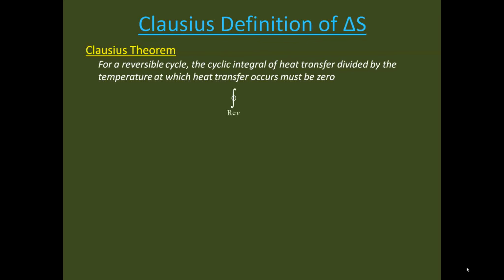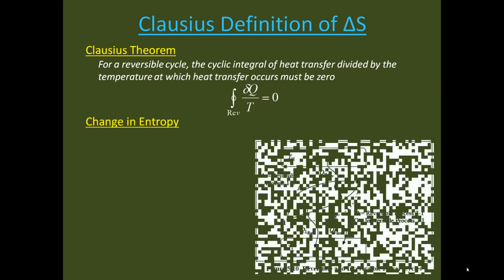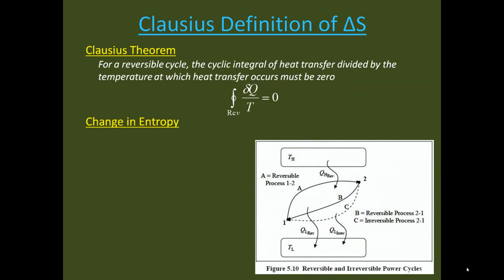Okay, so if we were to write this mathematically, we would say the cyclic integral, so the integral from one point going to another point and then coming back to the original, of the change in the heat transfer divided by temperature is equal to zero. So let's see how we can apply this to change in entropy. So let's start with our diagram here.